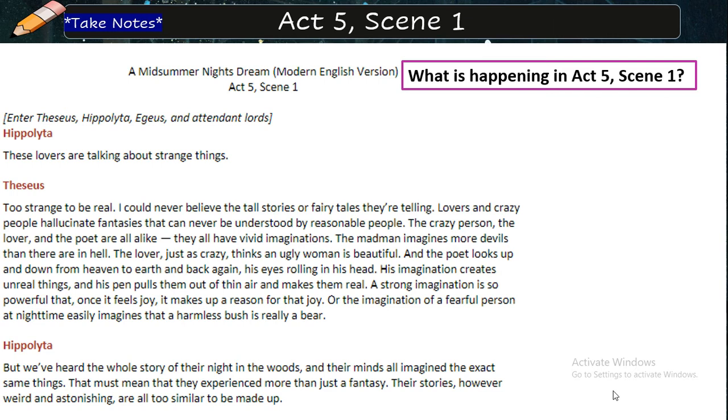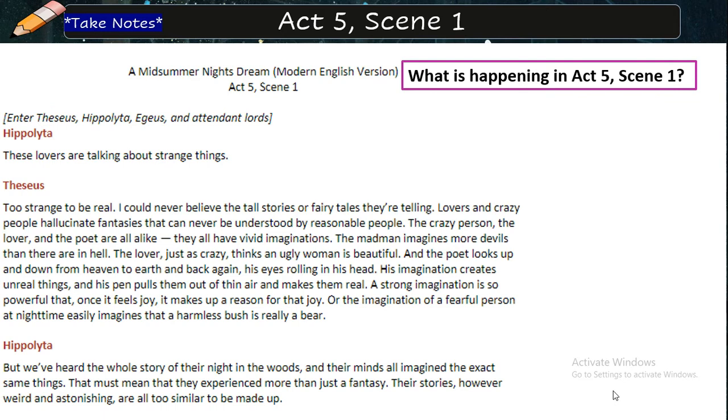Hippolyta. These lovers are talking about strange things. Theseus. Too strange to be real. I could never believe the tall stories or fairy tales they're telling. Lovers and crazy people hallucinate fantasies that can never be understood by reasonable people. The crazy person, the lover, and the poet are all alike. They all have vivid imaginations.